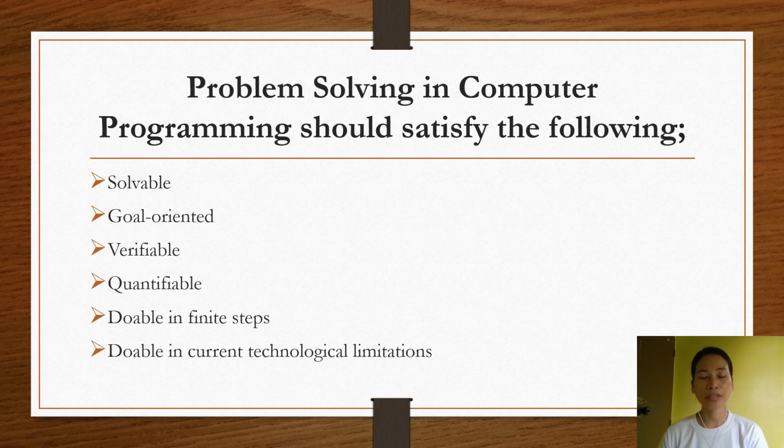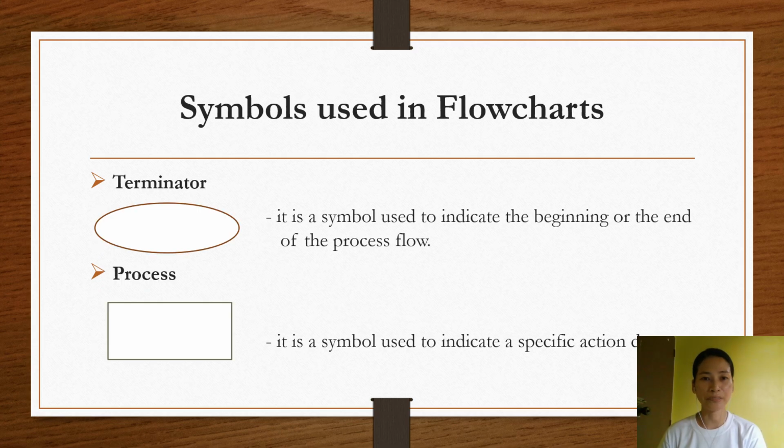Problem solving in computer programming should satisfy the following. They should be solvable, goal-oriented, verifiable, quantifiable, doable in finite steps, and doable within current technological limitations.